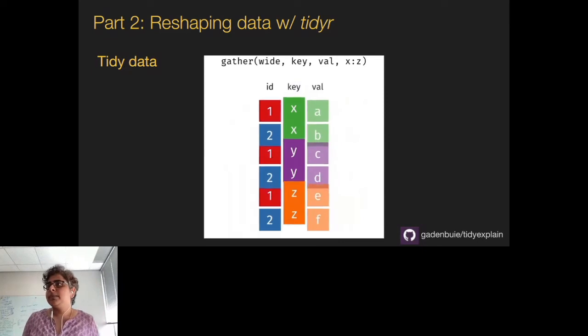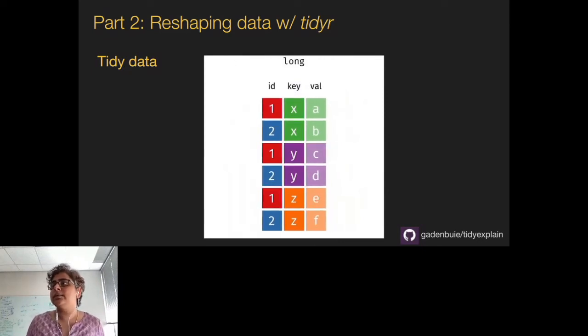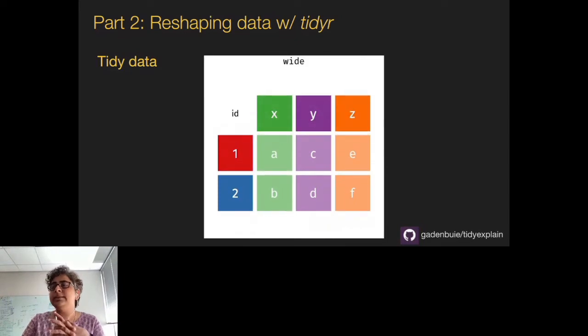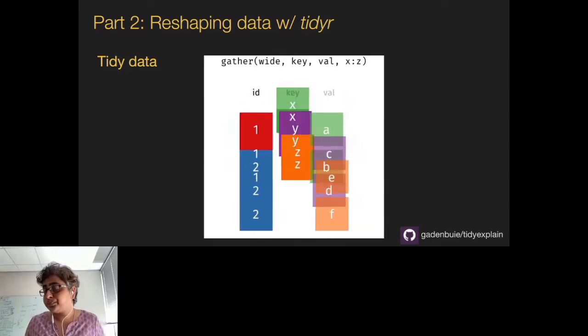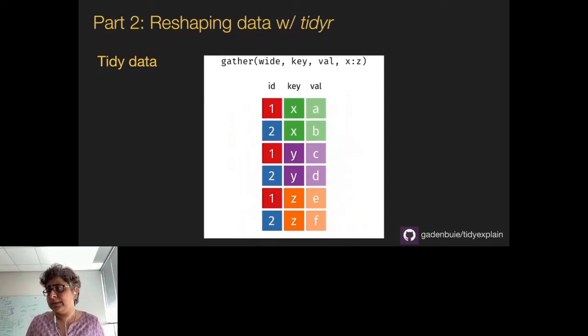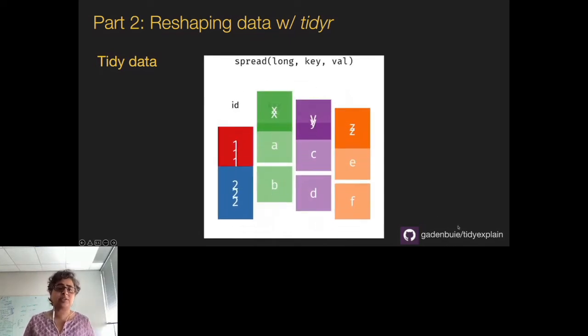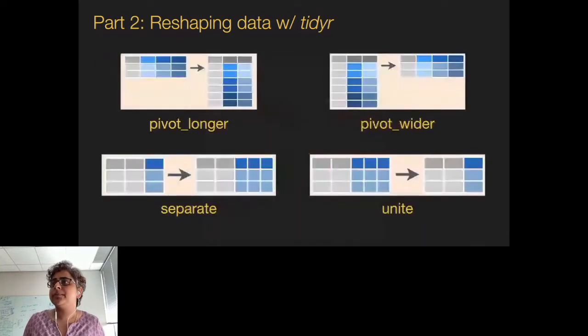Okay? This is basically how gather would look like. Gather is basically pivot longer, and spread is pivot wider. These are old animations from Garrick. He has beautiful animations in the Tidy Explain repository. You should totally check them out.